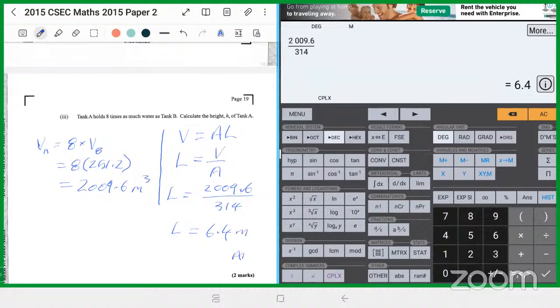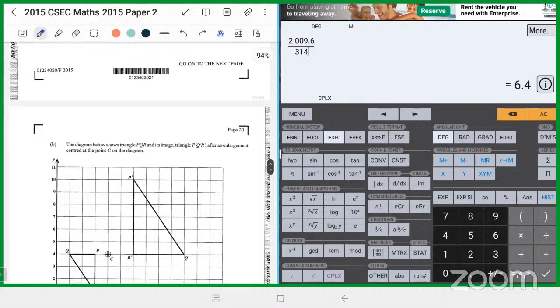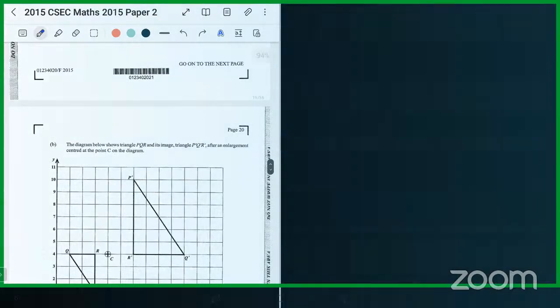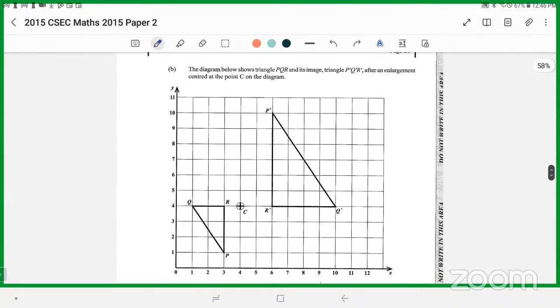That's the answer. I put L because I want to keep it consistent with the formula we learned for volume: the volume is end area times length. The length and the height are the same thing. So this is the height of the tank. All right, and that finishes that part. Then we'll come to our transformation question. The diagram below shows triangle PQR and its image P prime Q.